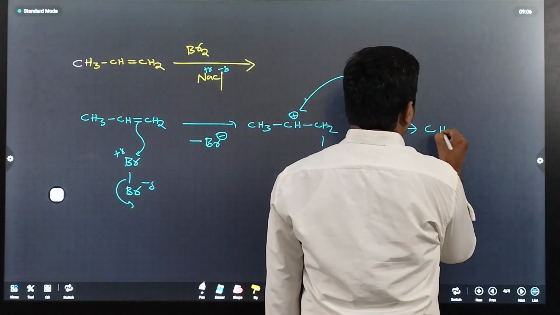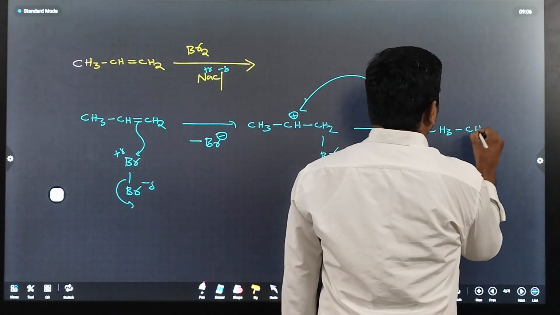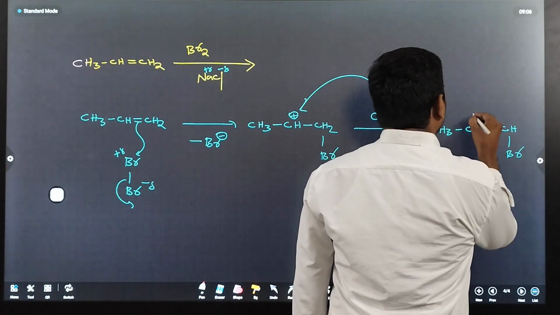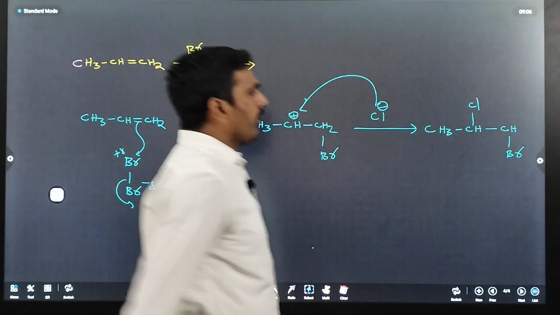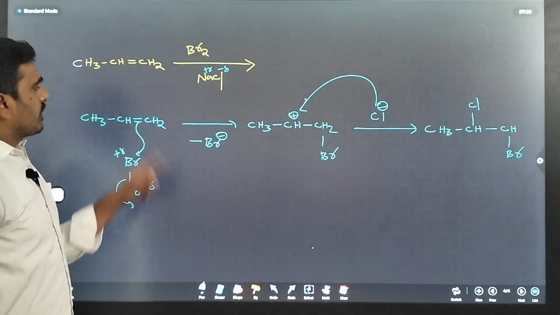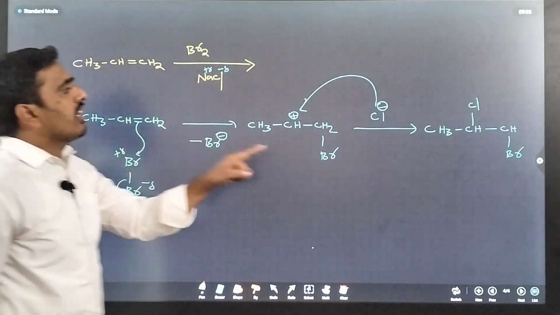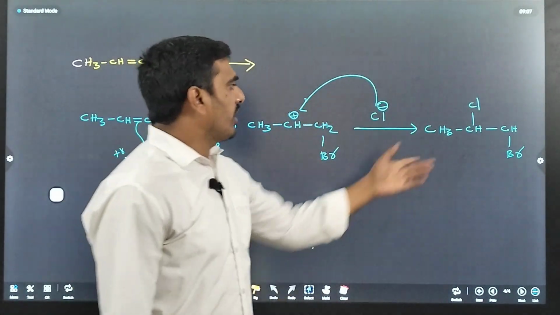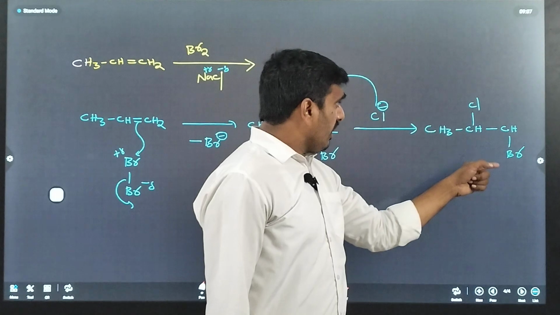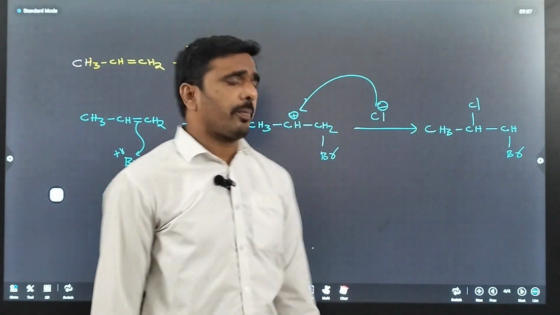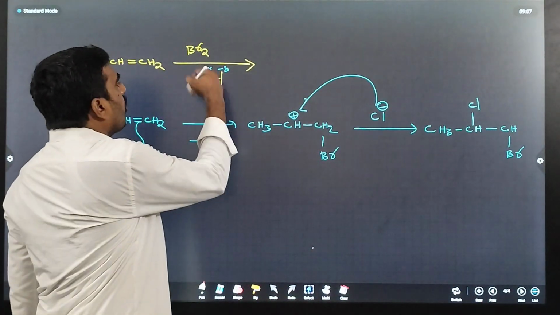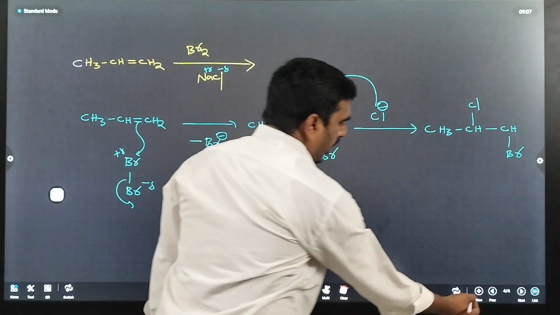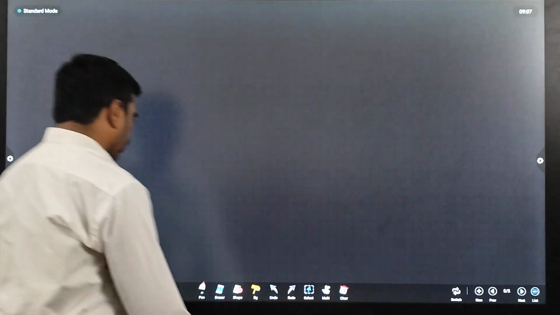So we get this compound. If you are using the non-polar solvent, we get 1,2-dibromopropane. But here we get 1-bromo-2-chloropropane, because you are using the polar solvent. I can take one more example.